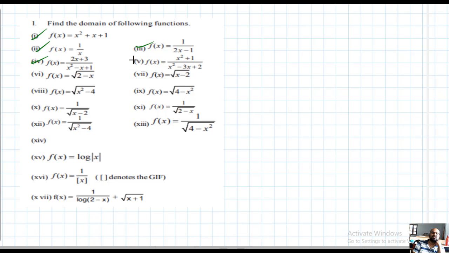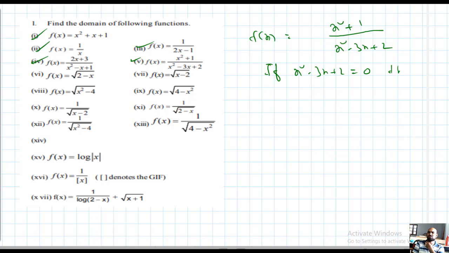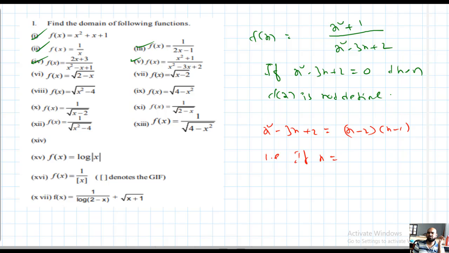Fourth also explained. Fifth is an interesting problem, students listen. f of x equal to x square plus 1 by x square minus 3x plus 2 is given. I want to find the domain. What values of x make x square minus 3x plus 2 equal to 0? That should be identified. If x square minus 3x plus 2 equals 0, then f of x is not defined. x square minus 3x plus 2 is nothing but x minus 2 into x minus 1. Observe now. That is, if x equals 2 or 1, then f of x is not defined.